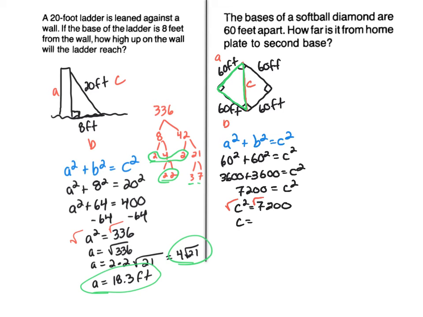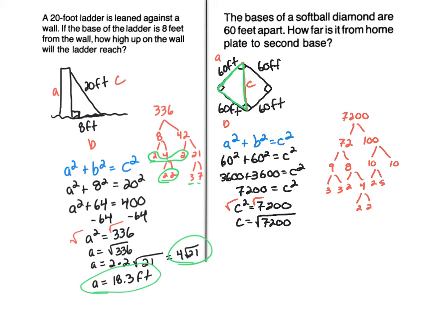So C is equal to the square root of 7,200, which needs to be broken down. So I'm going to take my factor tree, 7,200, or 72 times 100. 72 is 9 times 8. 9 is 3 and 3. 8 is 2 and 4. 4 is 2 and 2. Then 100, we have 10 times 10. We have 2 times 5 and 5 times 2.